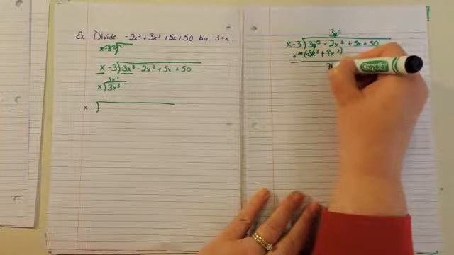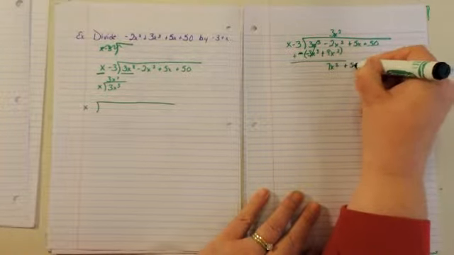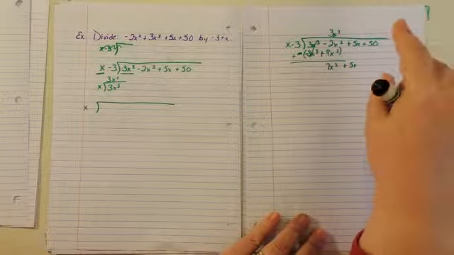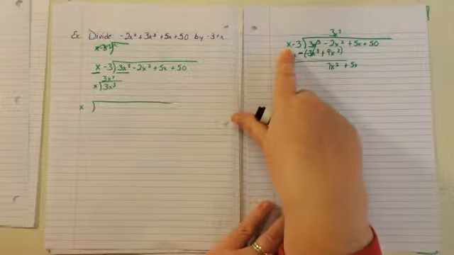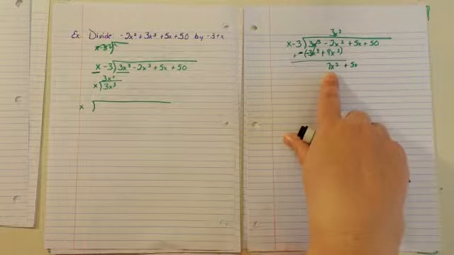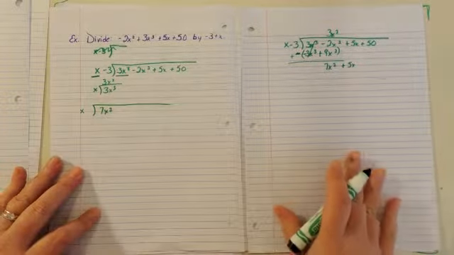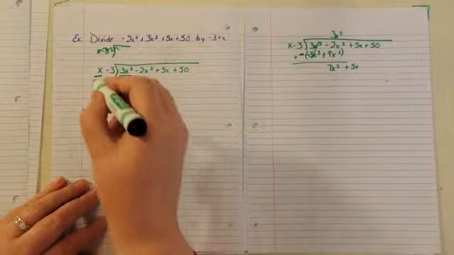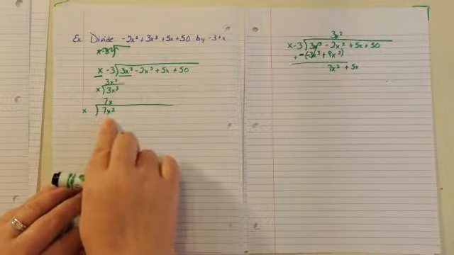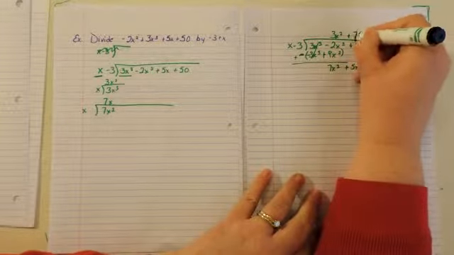So this is 7x squared, and then we bring down the next term, plus 5x. Okay, now we are going to look at this x, the divisor, and how it goes into 7x squared. So now we have 7x squared divided by x. The answer to this is going to be 7x, right? Because 7x times x equals 7x squared. So up here we're going to write plus 7x.